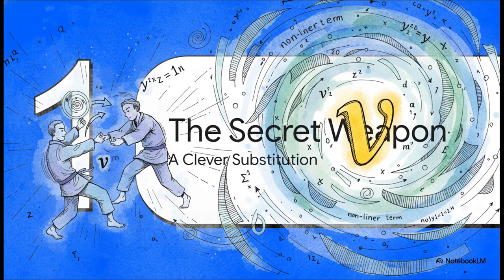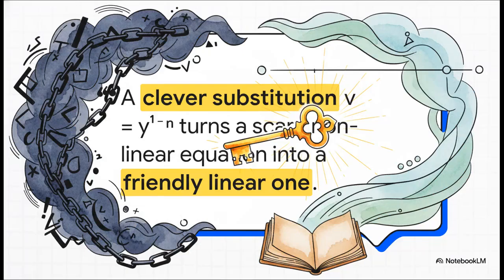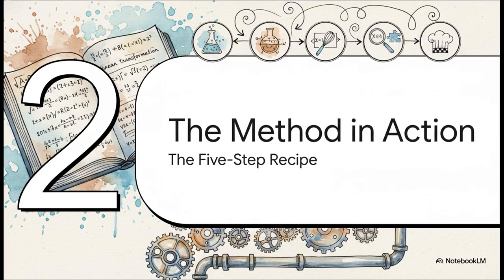Think of it like mathematical judo. We need a secret weapon, one that can change the entire game. And here it is. This one little substitution is the entire key to unlocking this puzzle. By creating a new variable v and setting it equal to y to the power of 1 minus n, we can literally transform the entire equation. This single move takes that scary, non-linear mess and turns it into a friendly, familiar linear equation we can actually solve.